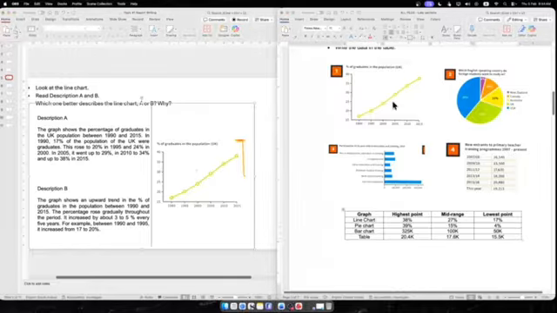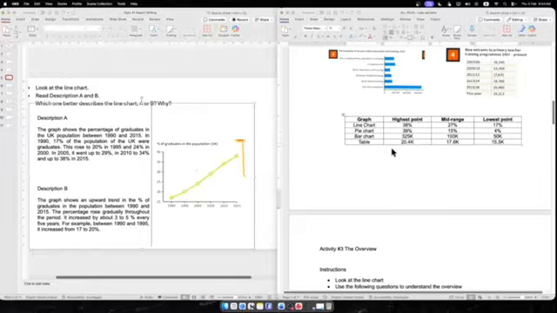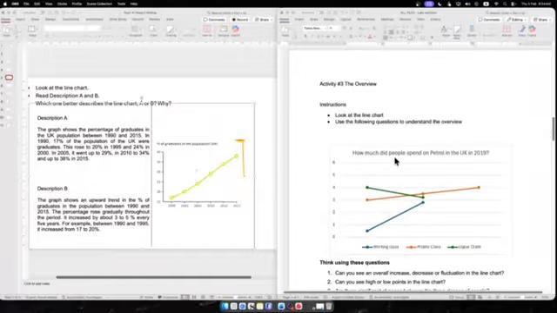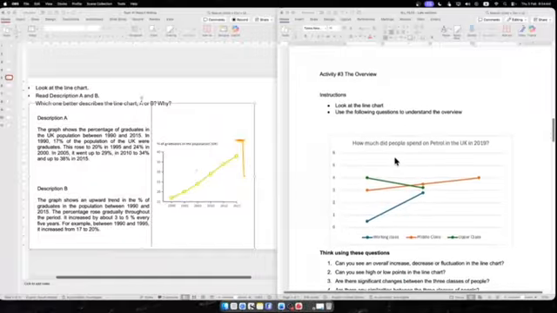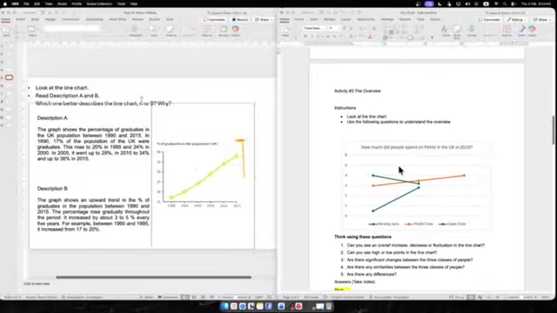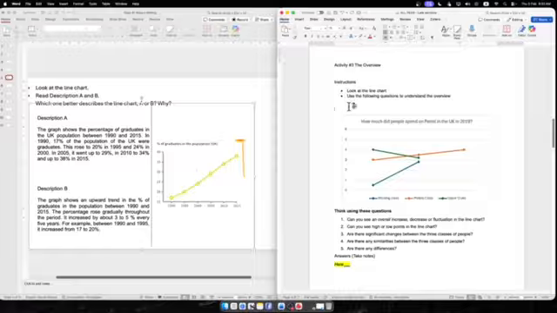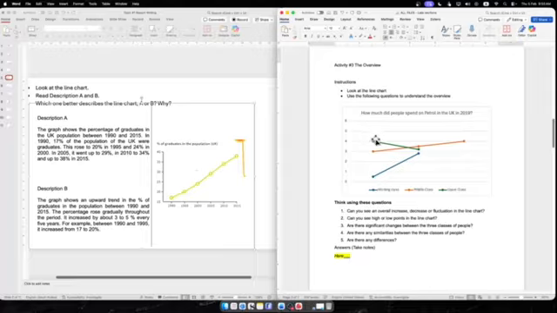All right, so let's go to the second paragraph feature of report writing. We'll do something now called the overview. Okay. Now, look at this line chart and try to explain what's going on with the data here.